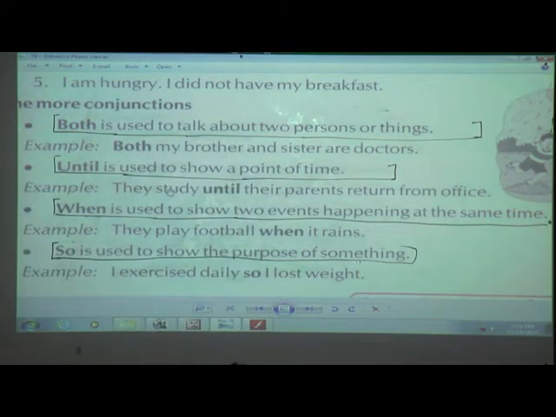Again I'll repeat these four conjunctions, still two more are there in the next page. So before we move on to page number 80, I'll again explain the four conjunctions.